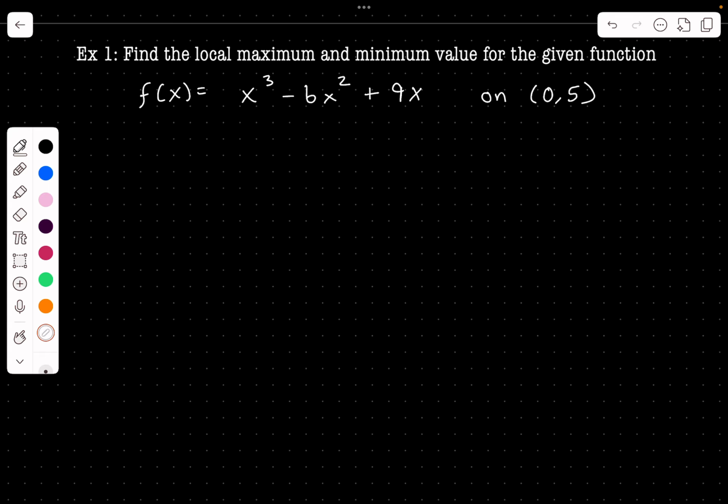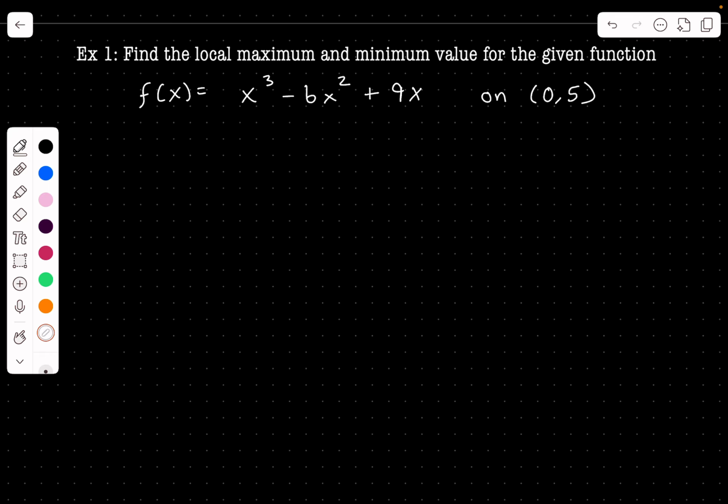So what is even the first step? Find the local maximum and minimum values for the given function. f of x equals x to the third power minus 6x to the second power plus 9x on (0, 5). So this is an open interval.